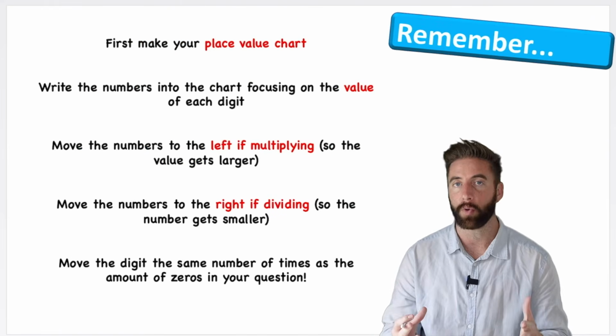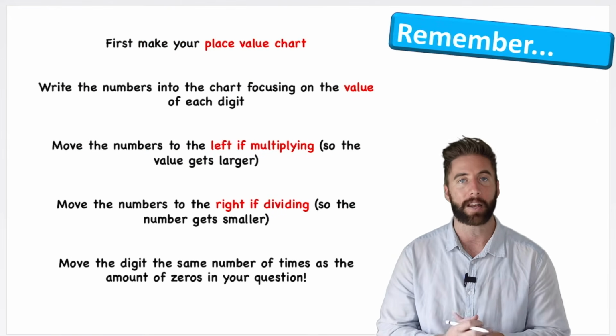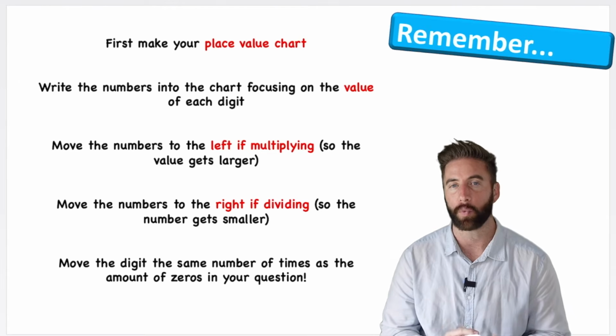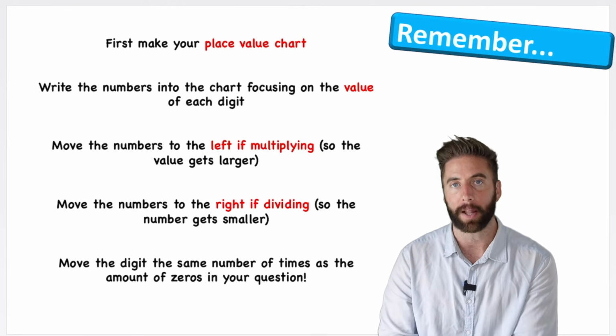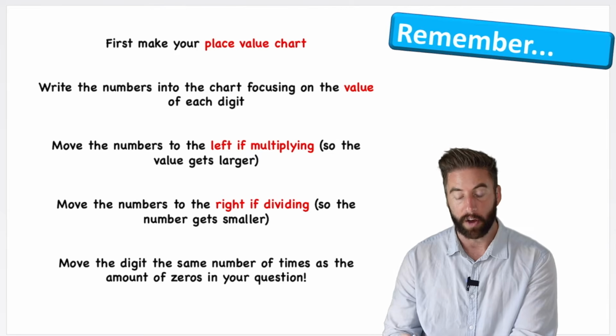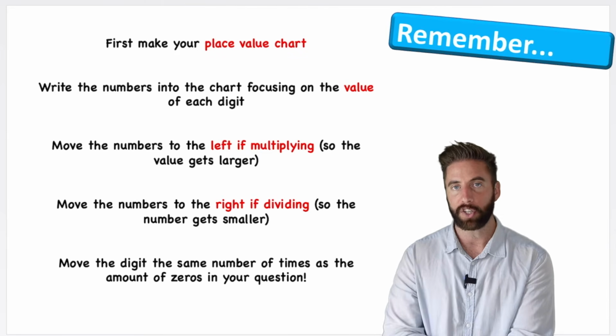That is everything you need to know about multiplying and dividing by 10, 100, and 1,000. But let's just look at what to remember. First, we should always make a place value chart. Then write the numbers in the chart focusing on the value of each of the digits.